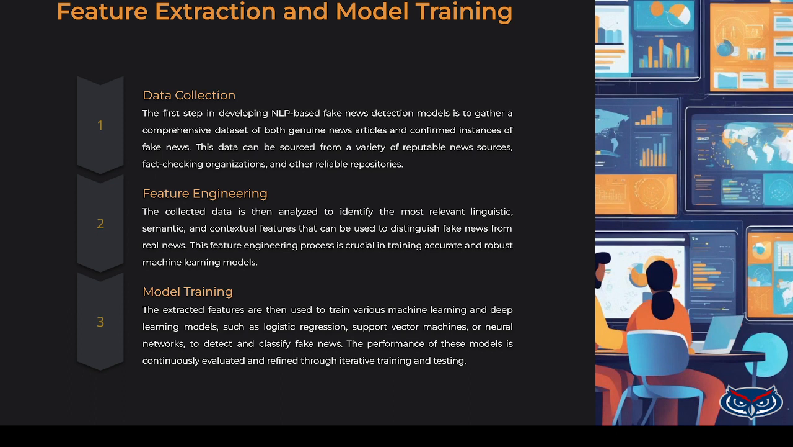The next is feature engineering. Once the dataset is collected, it is analyzed to identify the most relevant linguistic, semantic, and contextual features that can be used to distinguish between fake news and real news. This feature engineering process is crucial in training accurate and robust machine learning models.